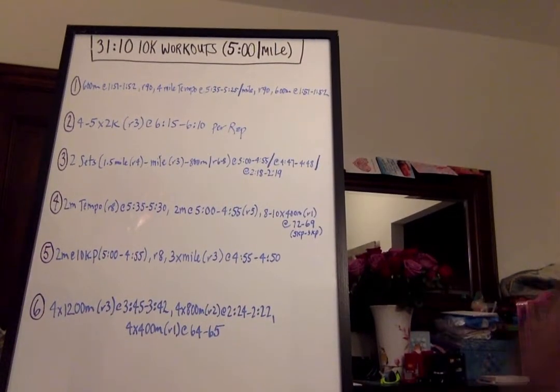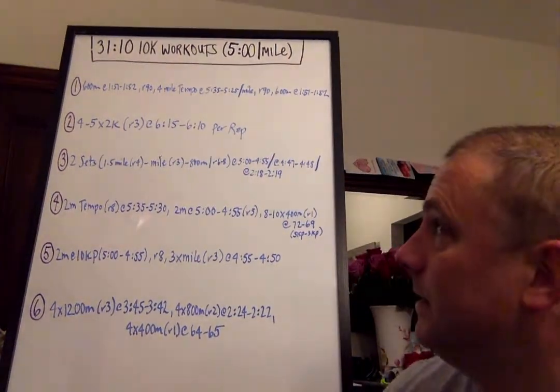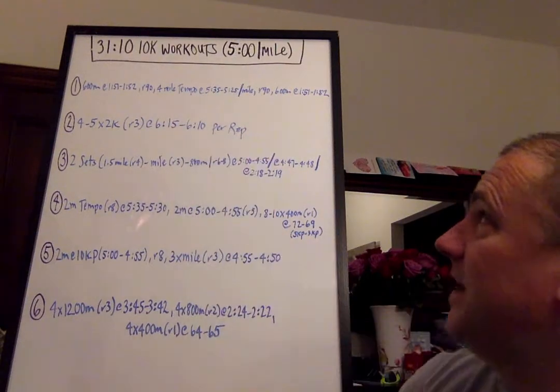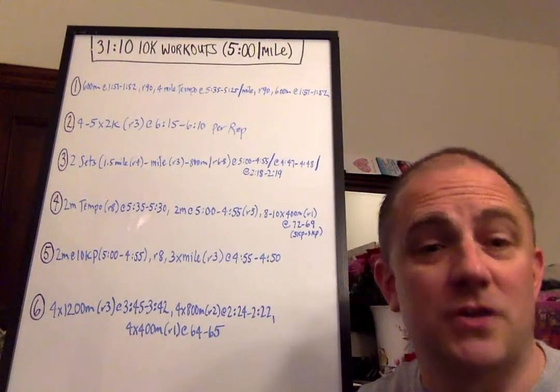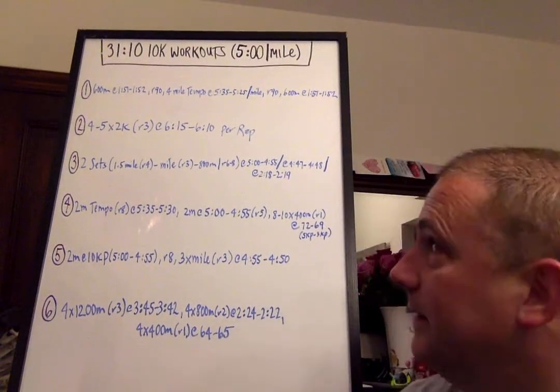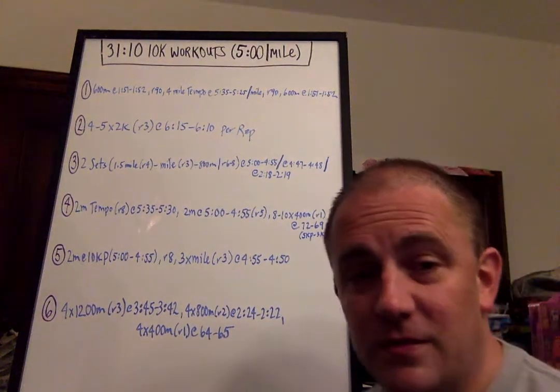So, 6 workouts, 6 new workouts, like I said. And again, the emphasis here is 31:10 for 10K, 5 minutes per mile. That comes out to 25 minutes on the nose for 8K or 5 miles. Well, 5 miles; 8K is a little bit faster, maybe 24:50 or something like that.